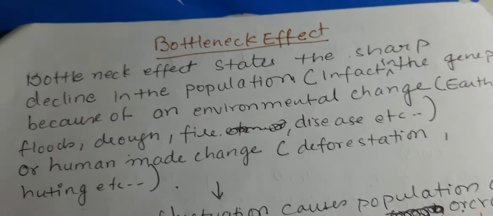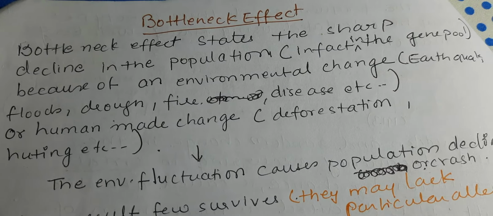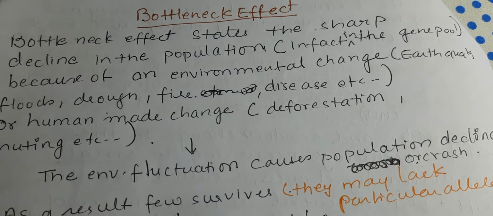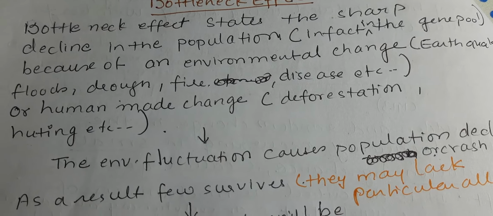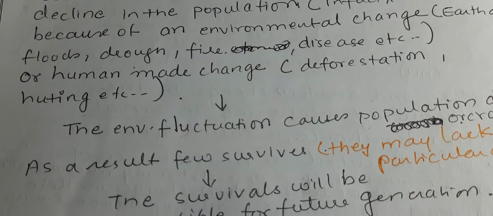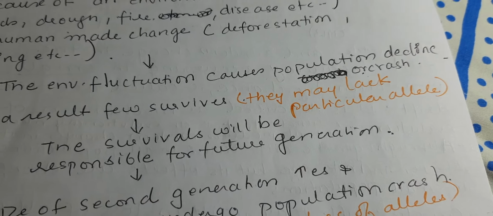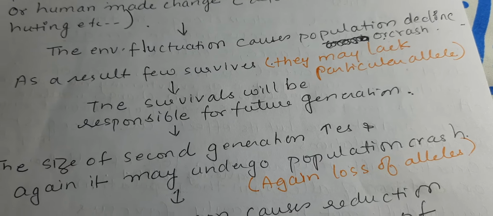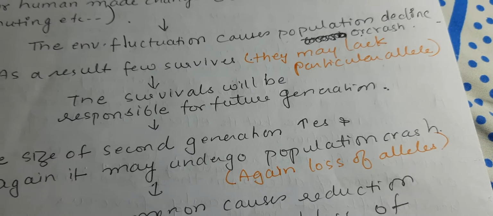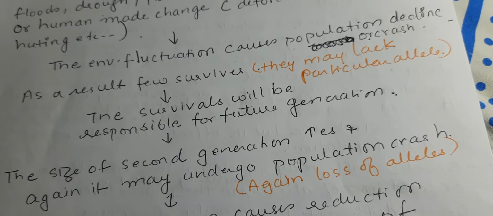Now let's study the bottleneck effect. Bottleneck effect states that the sharp decline in the population, in fact in the gene pool, because of the environmental change, earthquake, drought, flood, etc., or disease, or human factors are also contributing, such as deforestation, hunting. The environment fluctuation causes population to decline or crash. As a result, few survive and they may lack particular allele. The survivors will be responsible for the future generation. They only will have to reproduce.